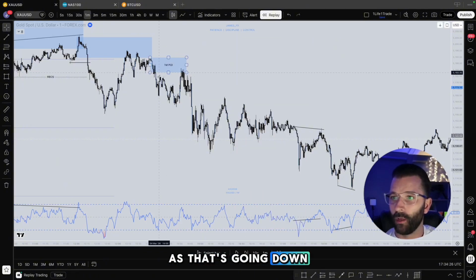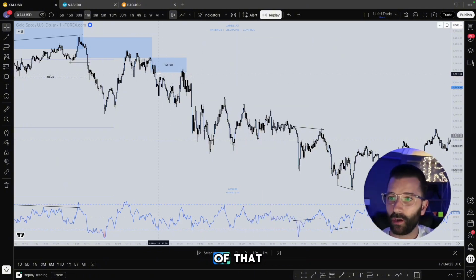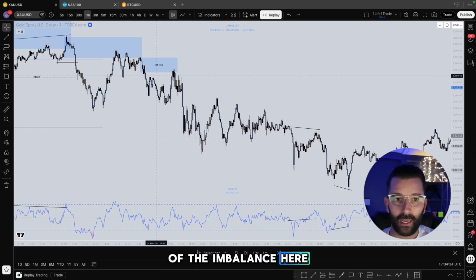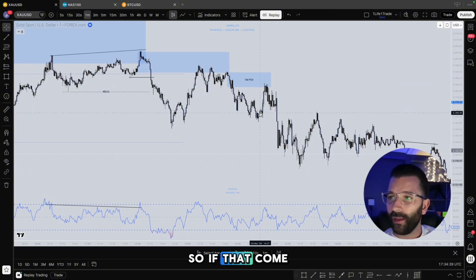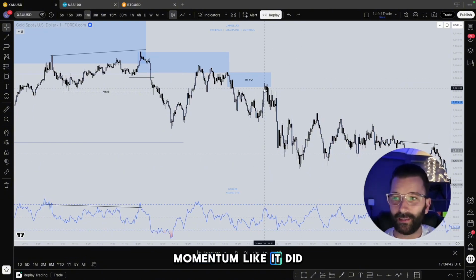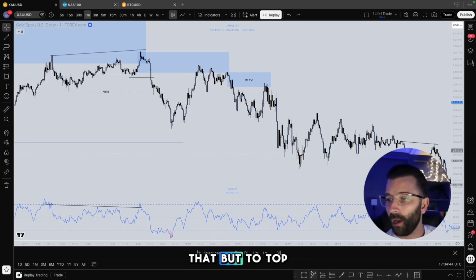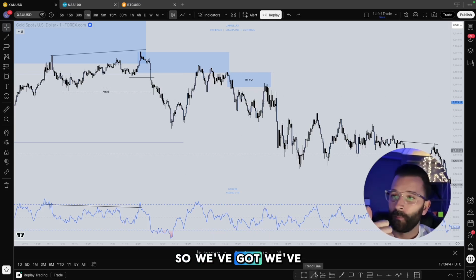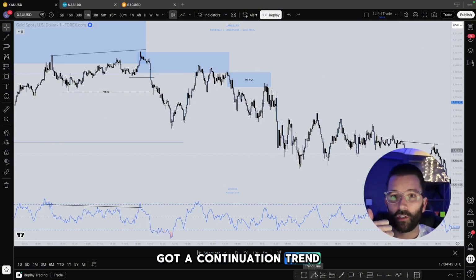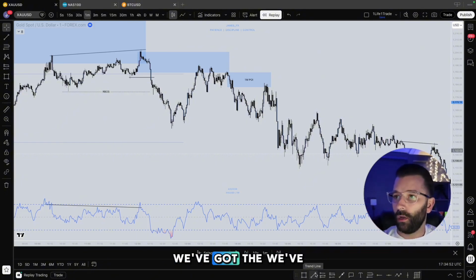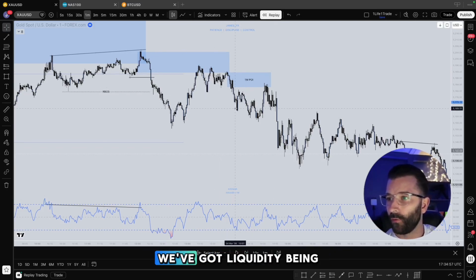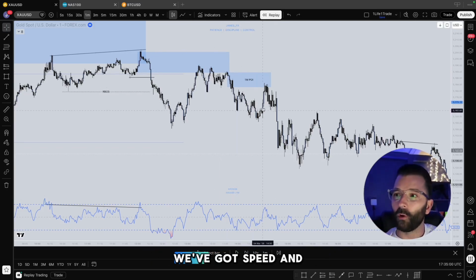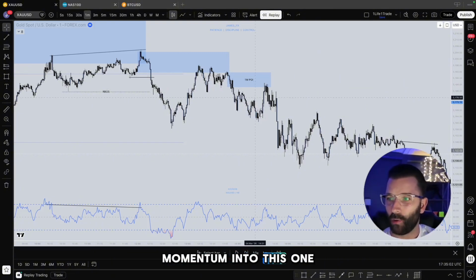As that's going down, and the reason I say that is because you've got imbalance there, you've got the rest of the imbalance here. Sorry, I'm not zoomed in enough, it's one of my bad habits. So if that came up with speed and momentum like it did, I'd be happy with that. But to top that off, we've got a continuation trend down. We've got the divergence there. We've got our entry. We've got the continuation down. We've got liquidity being built. We've got speed and momentum into this 1 minute POI.